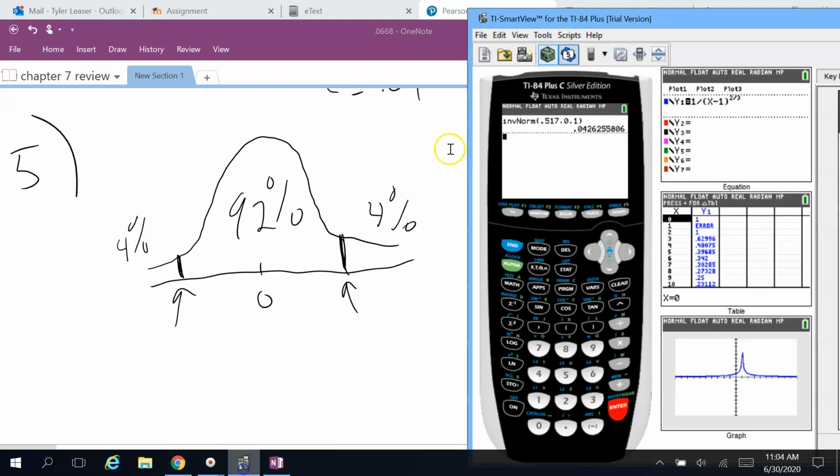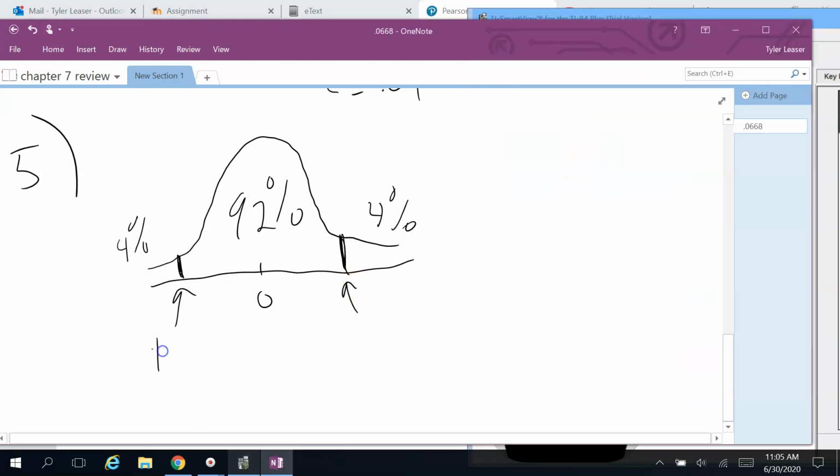So we're going to do the same thing in the calculator. Anytime you know the areas and you're looking for the data values, that's when you want to use the inverse norm option. If I want to find what this z-score is, the area to the left of that z-score is the 4%, so I'm going to put in 0.04. So this z-score is going to be negative 1.75.